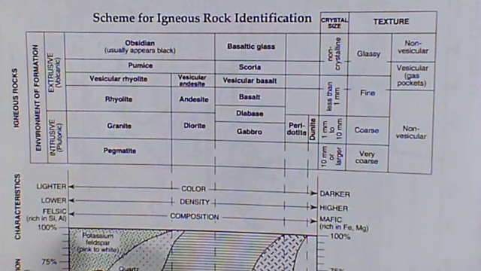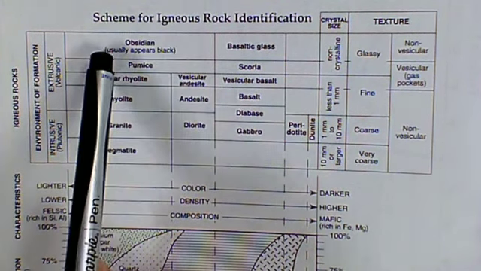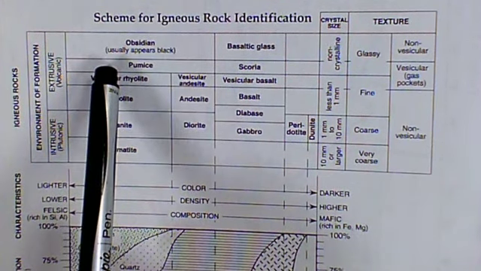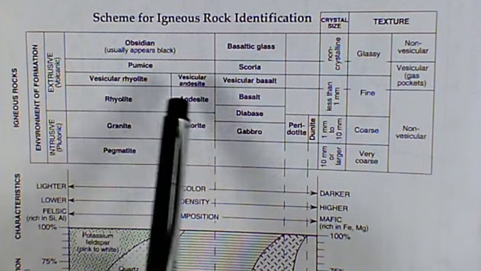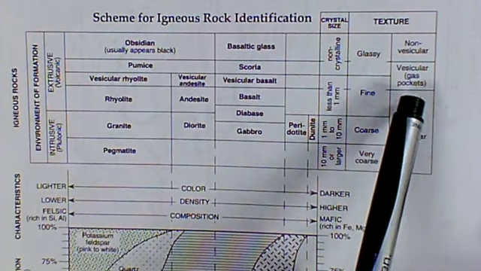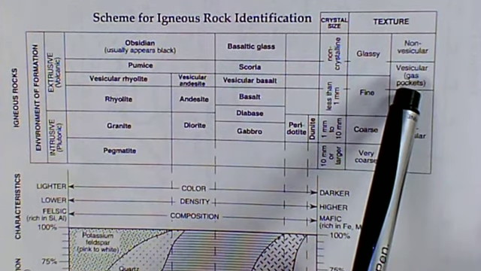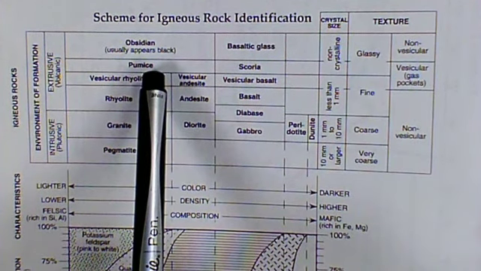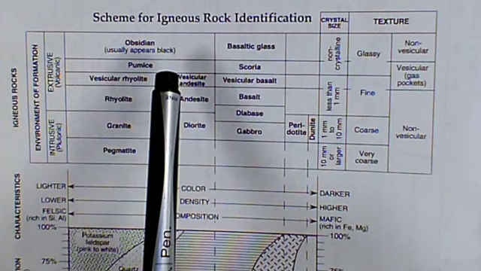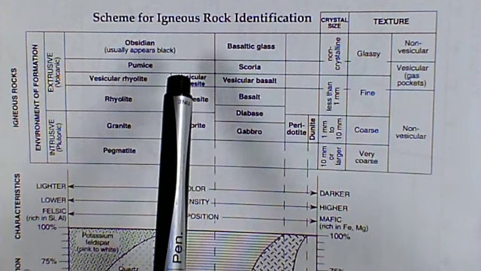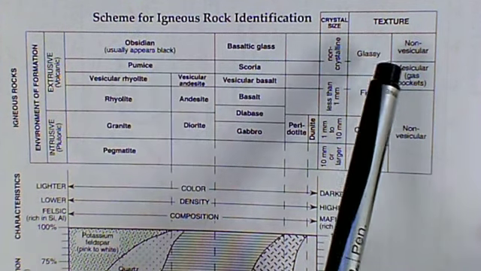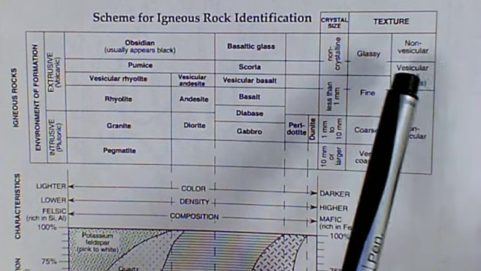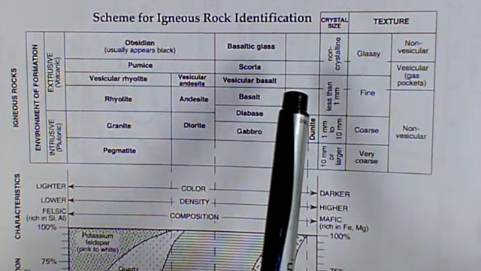Over here, we have obsidian, pumice, vesicular rhyolite. If we look over here, vesicular means that it contains gas pockets. Okay, if you've ever seen pumice, it has a lot of holes in it. I'll show you some in class. That's what it's talking about. They can be non-vesicular, vesicular, they can look glassy.